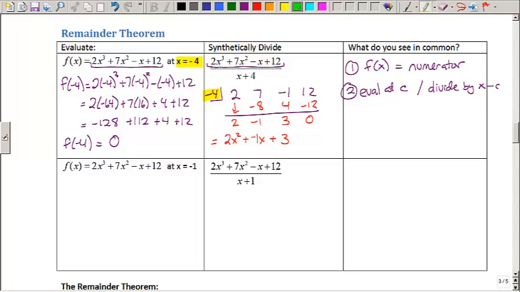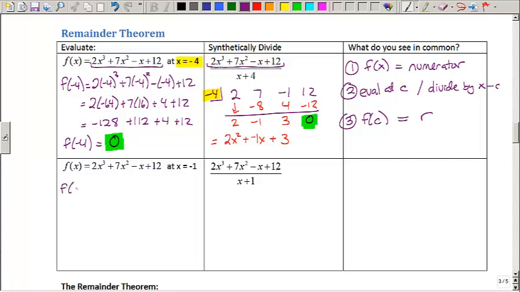And there's one other similarity. Notice that my answer to f of -4 was equal to 0, but also that my remainder was 0 here. So that's the last thing that I wanted you to notice that was the same. So f of c turned out to be the remainder in my synthetic division problem. Let's see if these things happen again using a different problem.